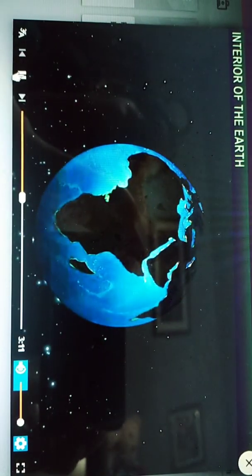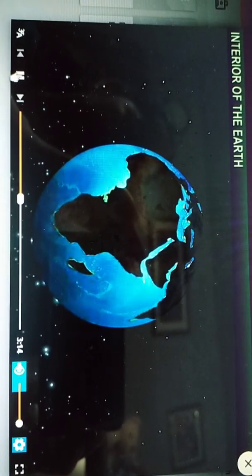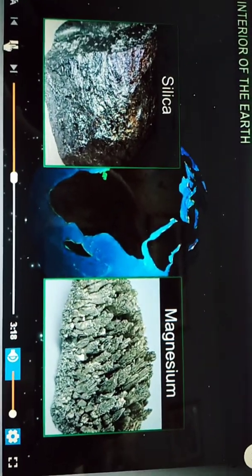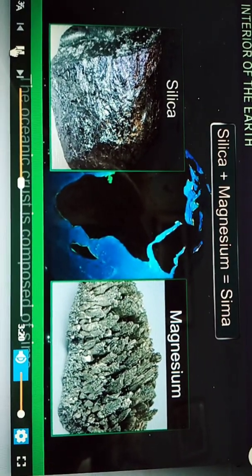The oceanic crust, on the other hand, is mostly made up of silica and magnesium and is called Sima.